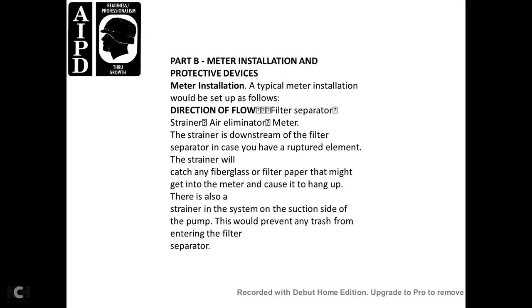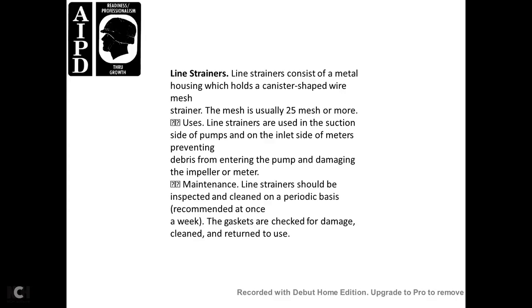There is also a strainer inside some of the suction side of the pump that helps prevent any of the trash from entering the filter separator. Line strainers consist of a metal housing that holds a canister-shaped wire strainer. The mesh is usually 25 mesh or more. The usual line strainer is on the suction side of the pump, on the line side of the meter. Debris entering the pump can damage the impeller and meter.